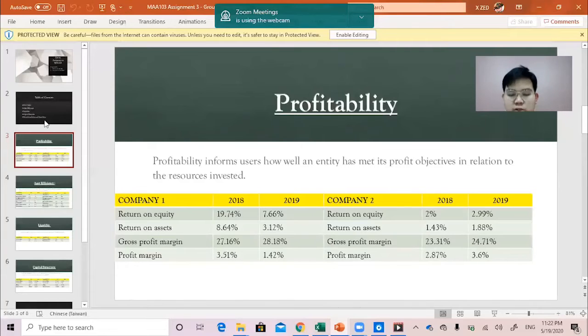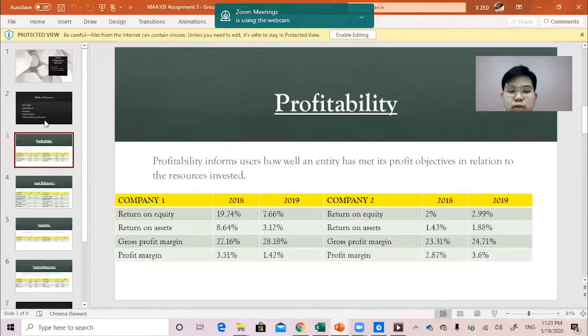investment in the organization. In this part, we can see that the return on equity for company 1 is decreasing drastically compared to company 2, which increased by 50% from 2018 to 2019. But in terms of percentage, company 1 is still higher than company 2.